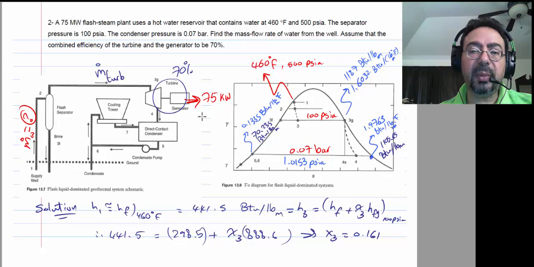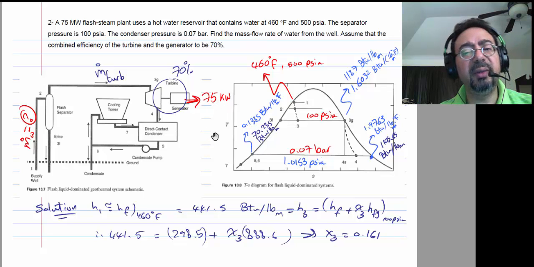And what he's asking for over here: find the mass flow rate of the water from the well. He wants m dot 1. He wants to know this m dot. How can we get this? Well, how much does he need from here? How much is m dot turbine? Well, this is a 75 megawatt flash steam. So the work leaving this plant, and he's saying that the combined efficiency of the turbine and the generator is 70%. So once you get yourself the ideal work, multiply it by 70%, that should be generating 75 kilowatt. 75 megawatt, not kilowatt. This is wrong. It's not kilowatt, it's megawatt.